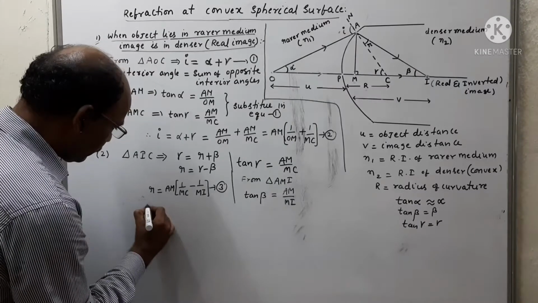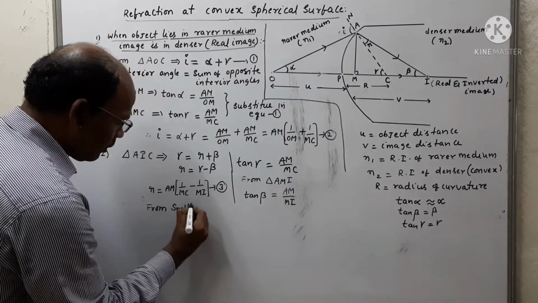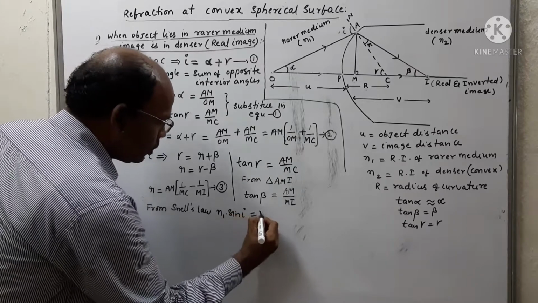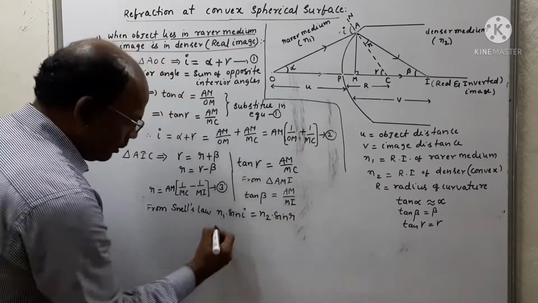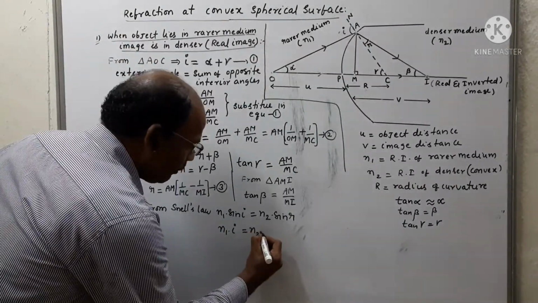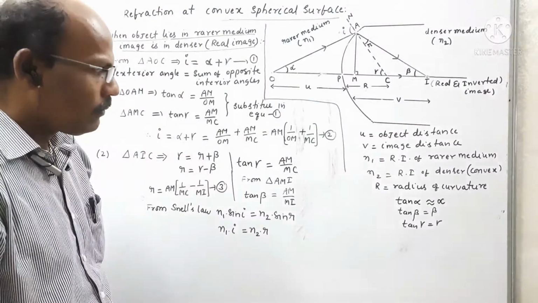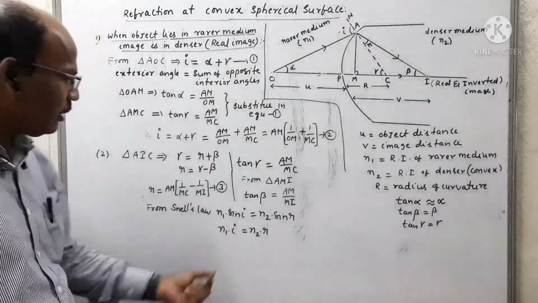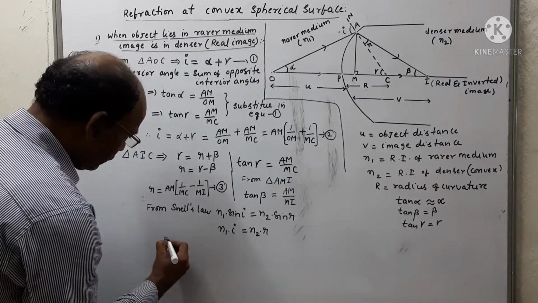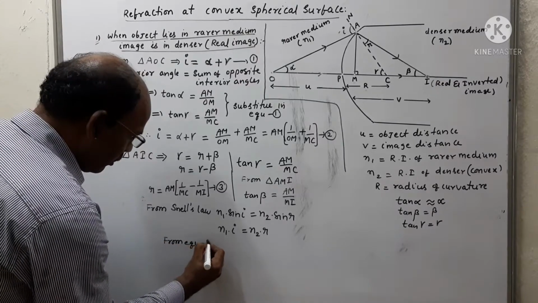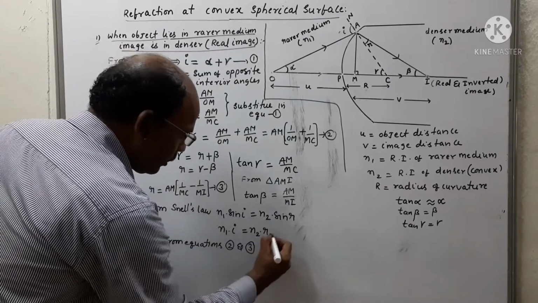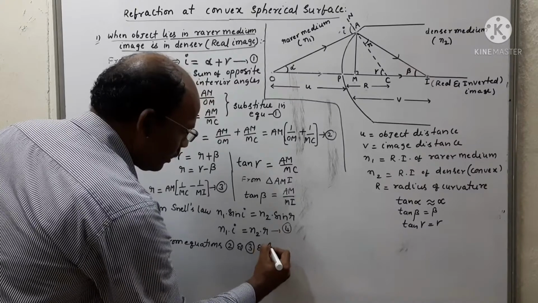So from Snell's law, we can write N1 sin I is equal to N2 sin R. So from this we can write N1 into I, since sin I is equal to I, and N2 multiply R, since sin R is equal to R. Then we substitute the values of I and R in this equation, from equations 2 and 3, which is called equation 4.